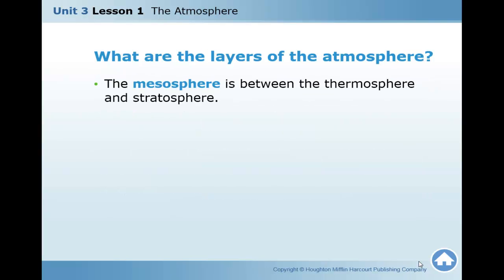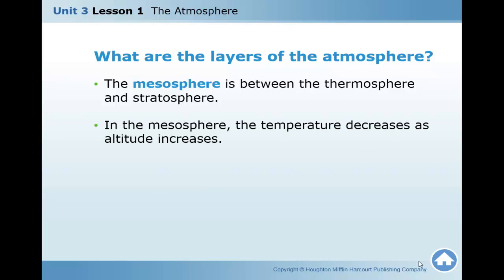The second one, mesosphere, is between the thermosphere and the third one, stratosphere. In the mesosphere, the temperature decreases as the altitude increases. Okay, so in the mesosphere, is the temperature high or low? Low, when the altitude increases.